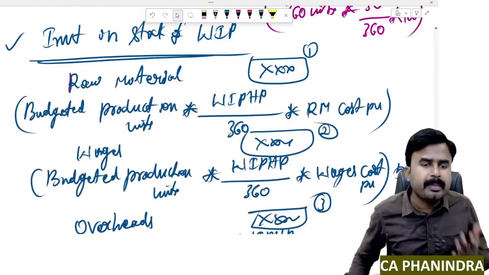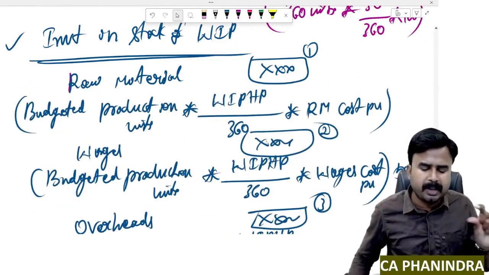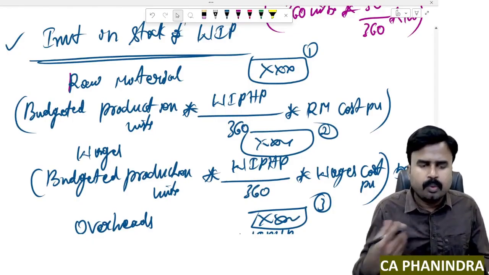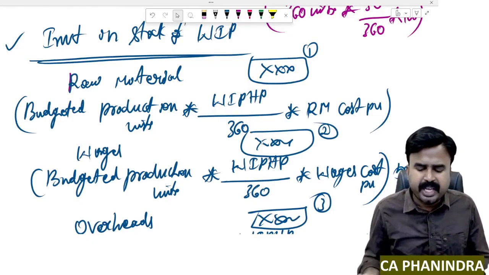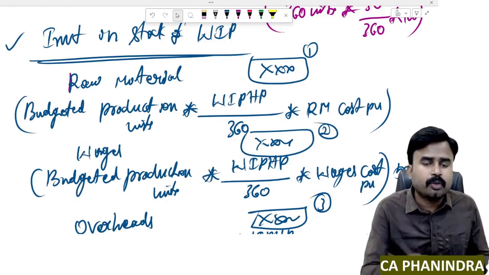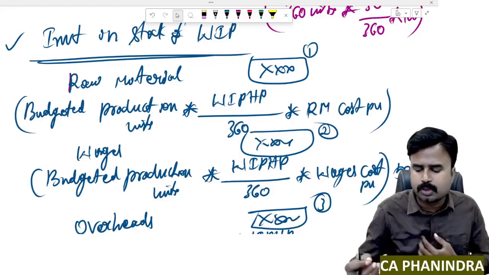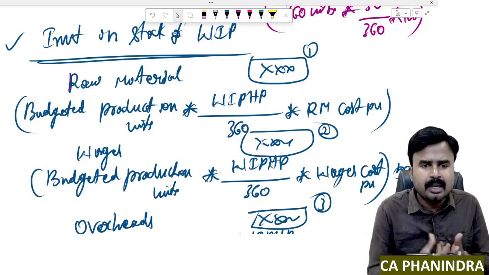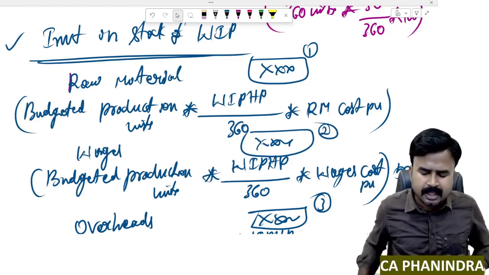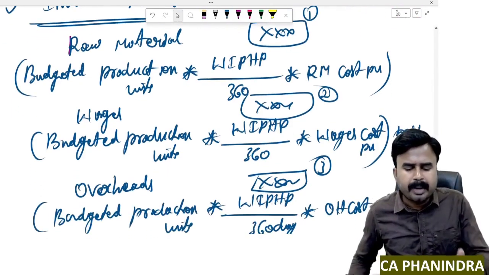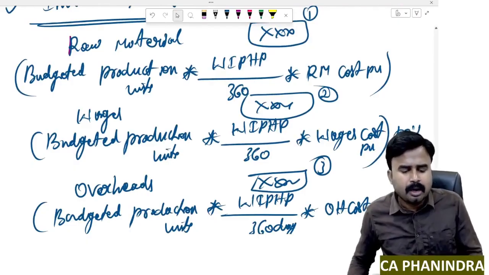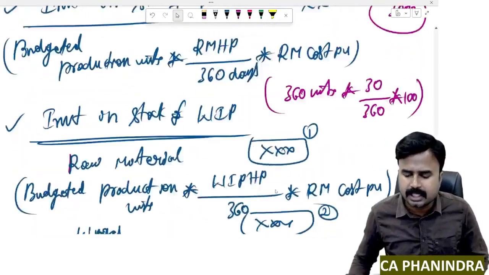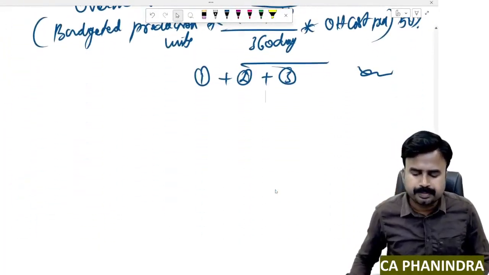Your study material has given a simple formula: budgeted production units into work in progress cost per unit into work in progress holding period divided by 360 days. That is the formula they have given. The question is how to calculate work in progress cost per unit. In such work in progress cost per unit, raw material is 100%, labor and overhead is generally 50%. In that way, you have to calculate. Instead of that, you better bifurcate these work in progress components into raw material, wages, and overheads. It's a better presentation and convenient also.